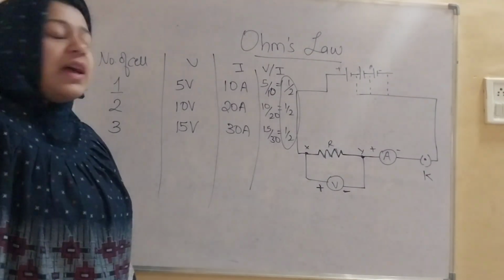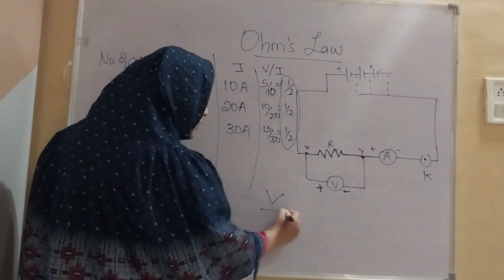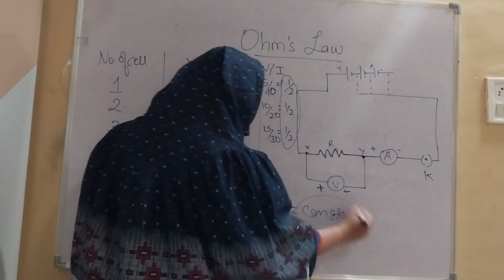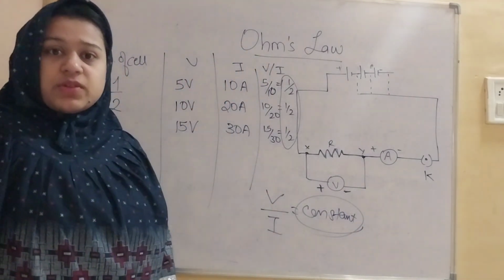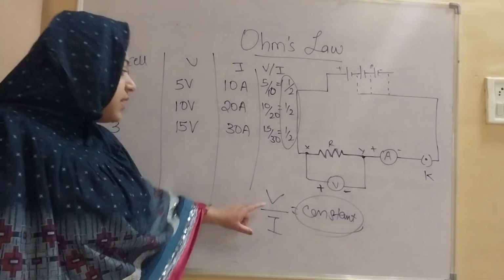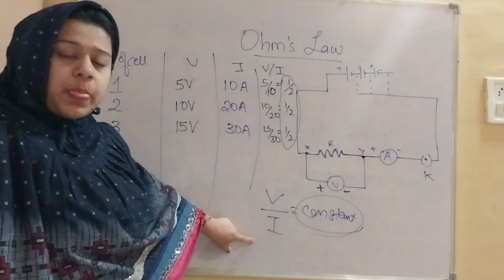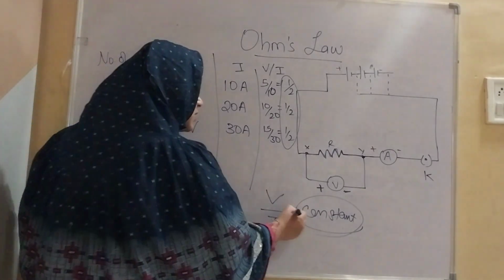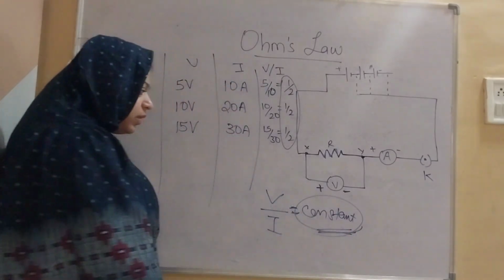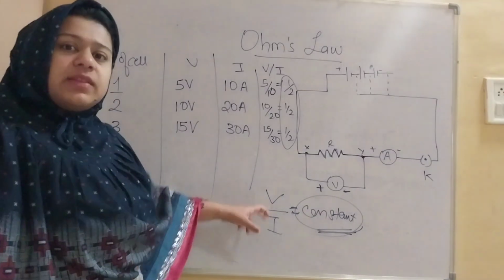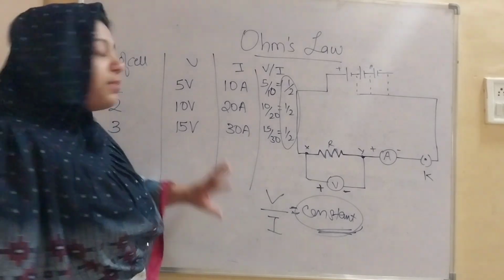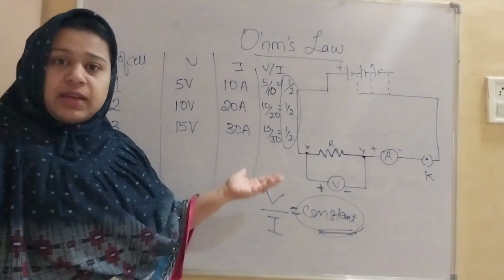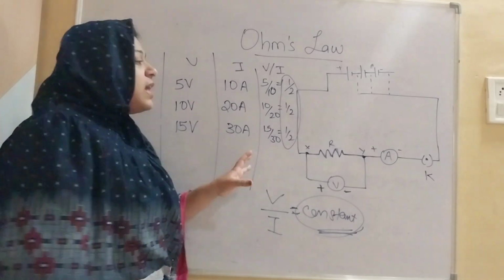So we note that the ratio of potential difference to current remains constant, which means that potential difference and current are directly proportional to each other. Since their ratio is constant, we can conclude that potential difference and current, they both are directly proportional to each other. Means अगर एक value बढ़ रही है तो दूसरी value भी उसके साथ proportionality में increase हो रही है. So this is an activity.